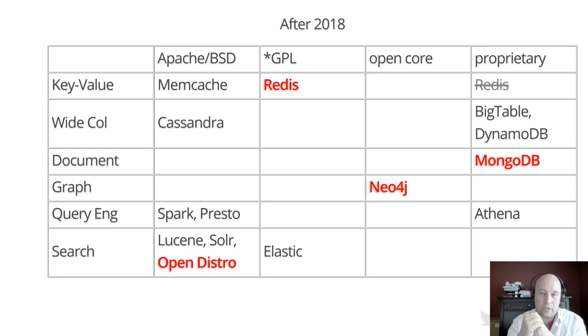On the last row, it's an interesting development. So Elastic didn't change as such. Well, Elastic also changed. They always had some closed source components, but they changed architecturally how they store them in the repository. In response to this, Amazon actually launched the Open Distro for Elasticsearch.